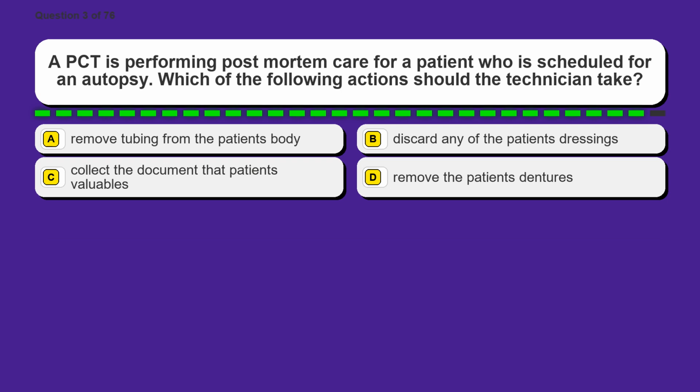Question 3. A PCT is performing post-mortem care for a patient who is scheduled for an autopsy. Which of the following actions should the technician take? Option A. Remove tubing from the patient's body. Option B. Discard any of the patient's dressings. Option C. Collect and document the patient's valuables. Option D. Remove the patient's dentures.